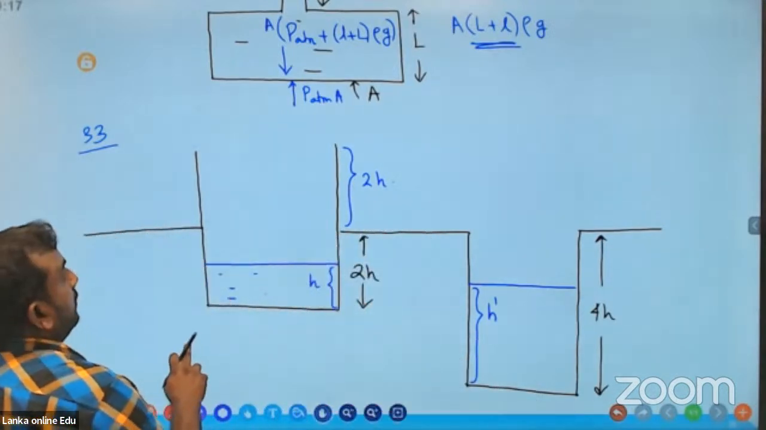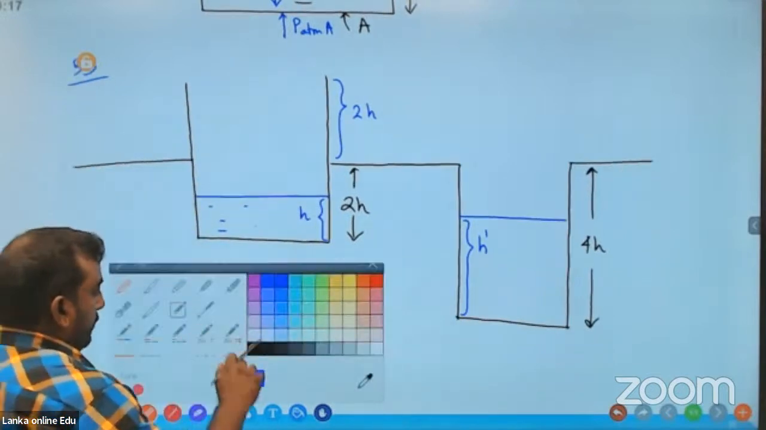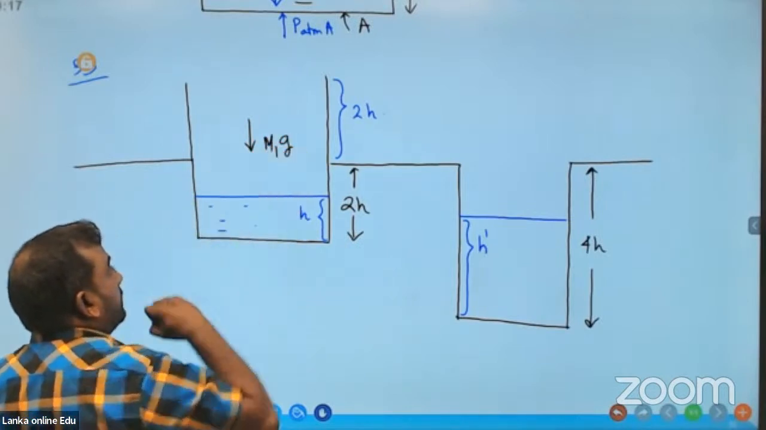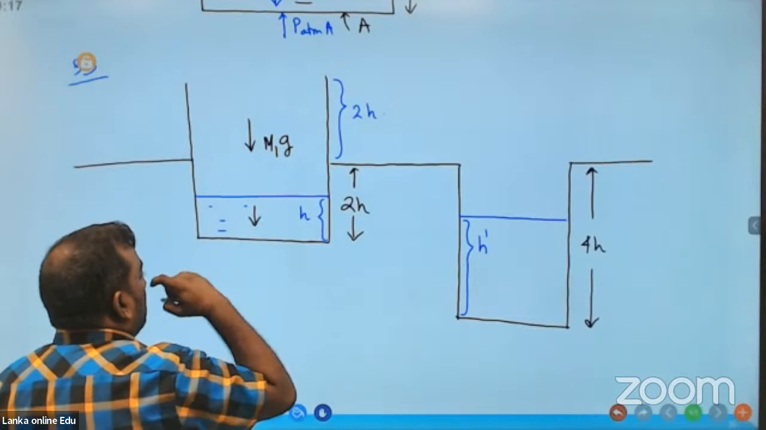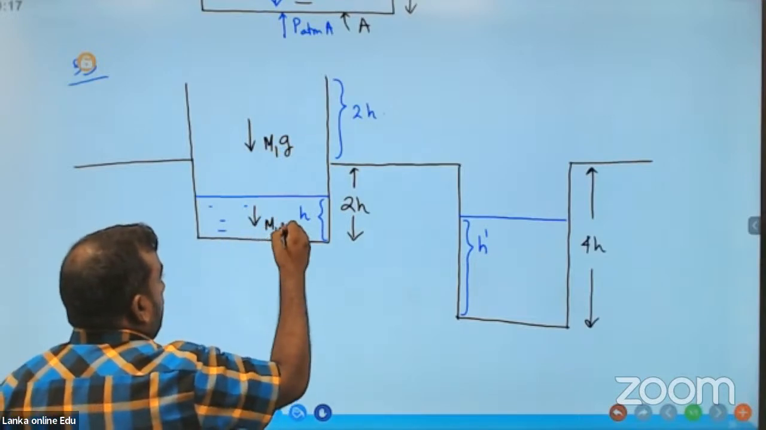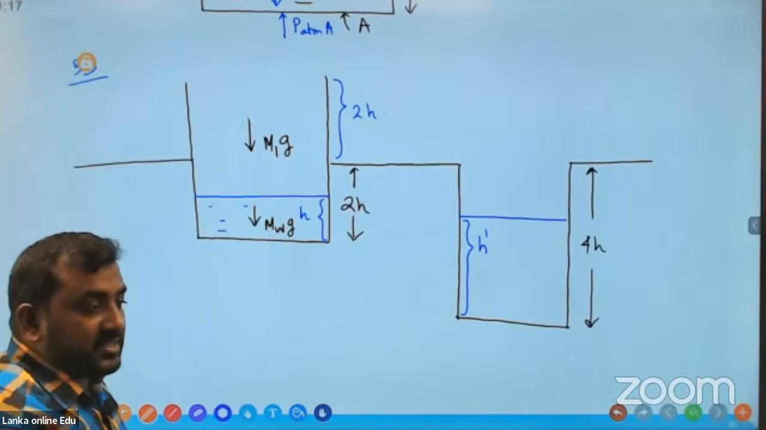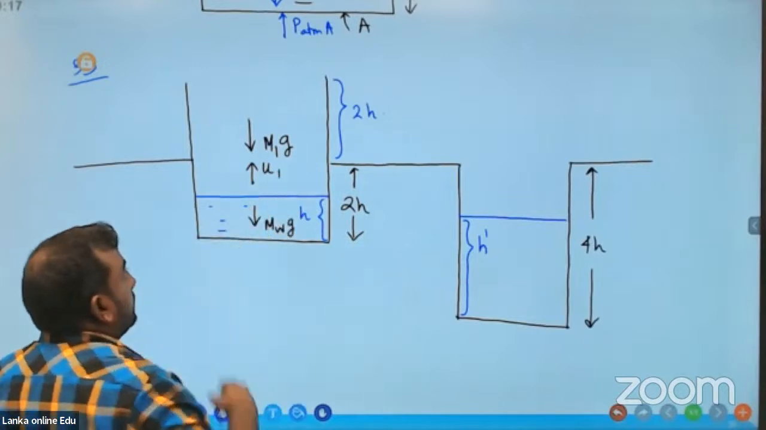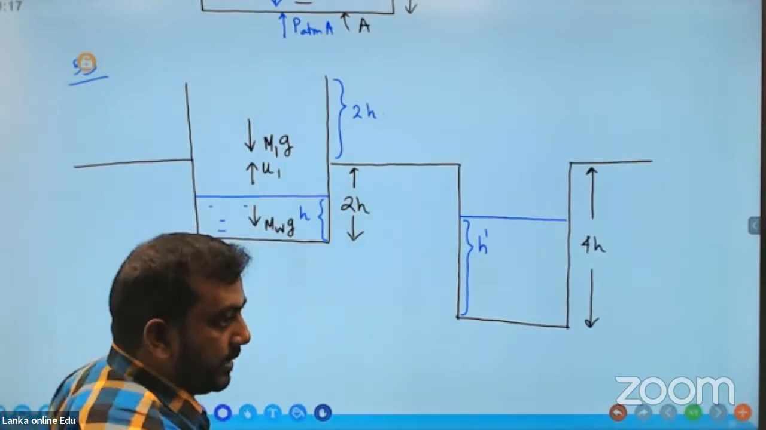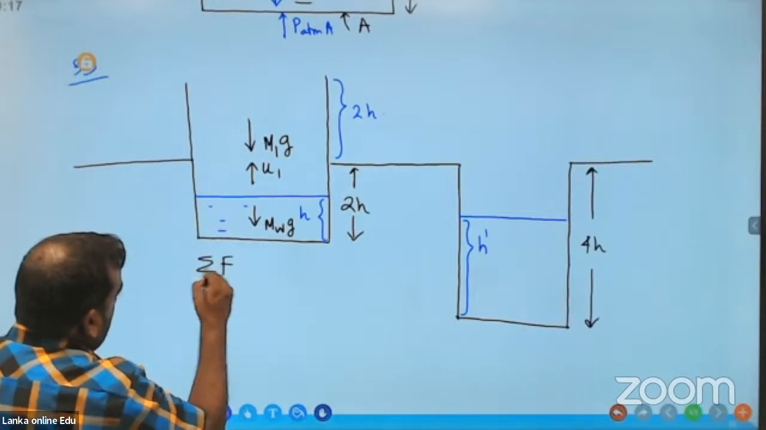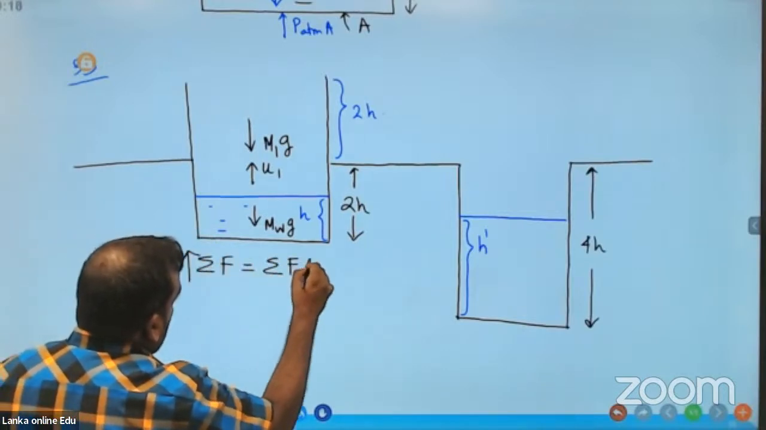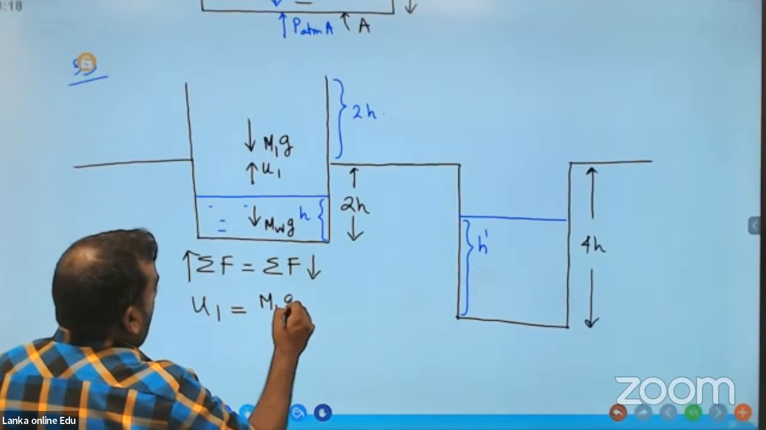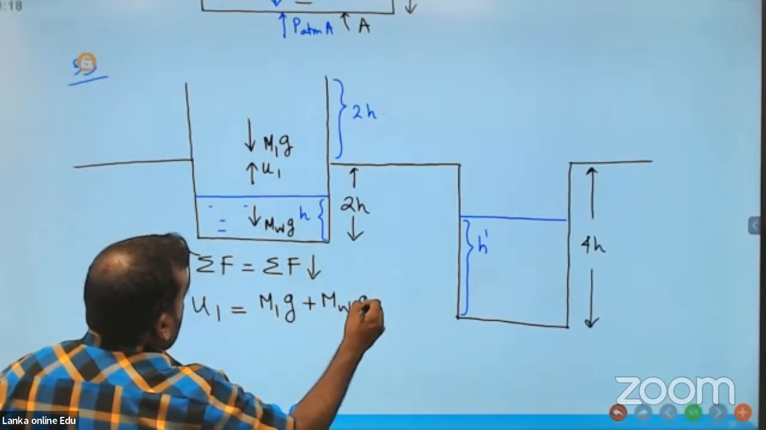Now you can carefully work this out. Let's start with basic. What's the basic? The beaker has a weight, I'll name it as M1 g. Here the water has a weight M_w g. Also, the vessel is submerged. There will be upthrust acting on the vessel. Right? So, sum of forces in the upward direction balances sum of forces in the downward direction. Upward forces you can say U1. Downward forces you have weight of the beaker plus weight of water.